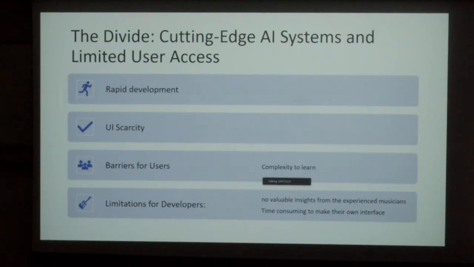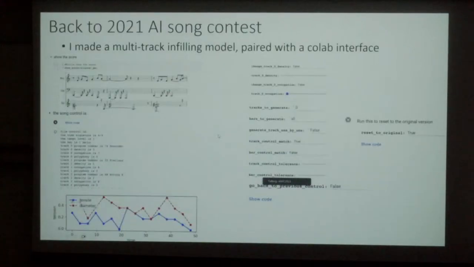So there are barriers for users to learn, even to learn the custom UI, for example. If some researcher makes a custom UI, they need some time to learn. And for the developers and researchers, there's no valuable insight from those musicians as feedback. And also, they cannot test what their system is doing in an easier way. So there are so many limitations here.